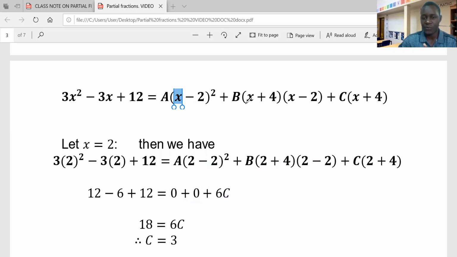Look at this, x plus 4. We have x plus 4. I can let my x be equal to minus 4. So if that's minus 4, I can eliminate b and then try to work out another variable. So if I let x be equal to minus 4, let's see what that comes up with.